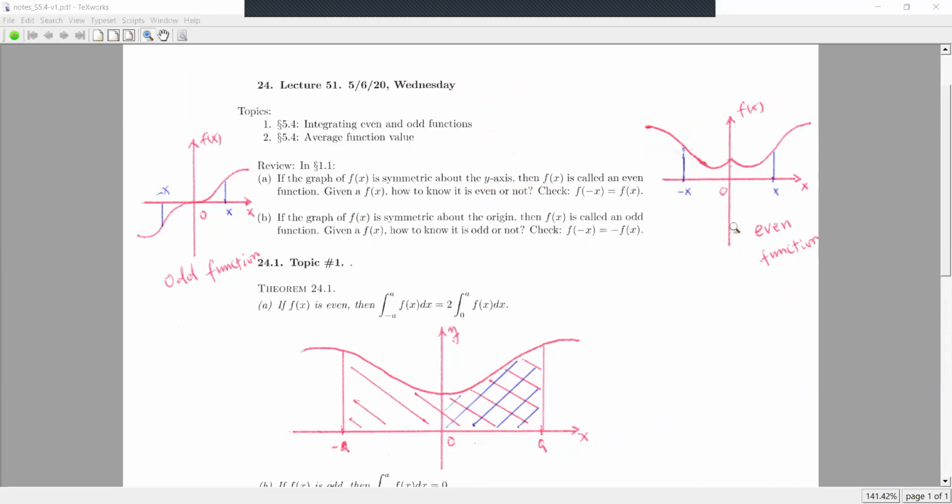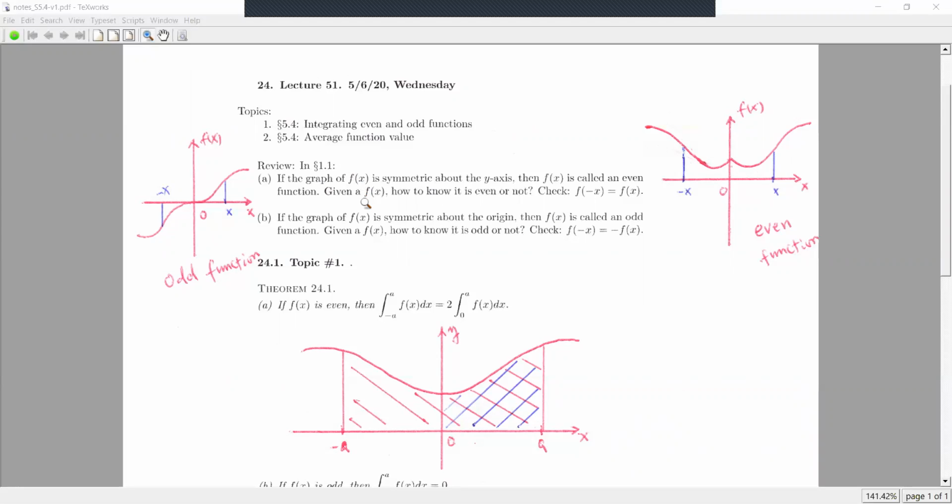Here we have an even function. Its graph is symmetric about the y-axis. That is, if you reflect the whole graph across the y-axis, the whole graph is unchanged, symmetric about the y-axis.